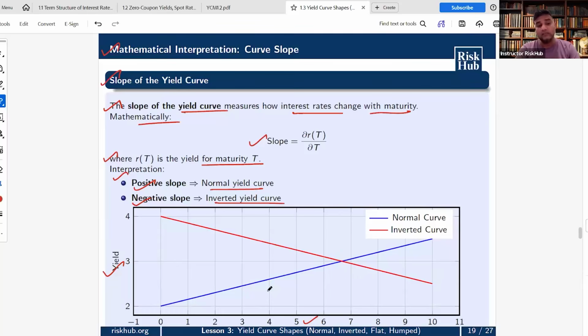not a partial derivative. The partial derivative notation is correct only if the yield is written as a function of both calendar time and maturity, which is R(t,T), right? So partial derivative when we have two variables, right? Which the slide does not do, right? So the normal derivative will also work here.